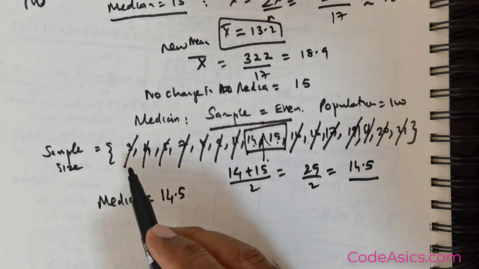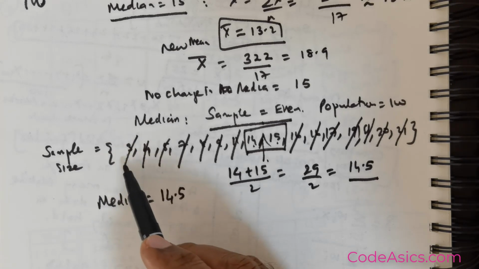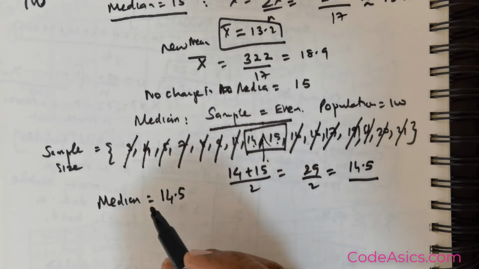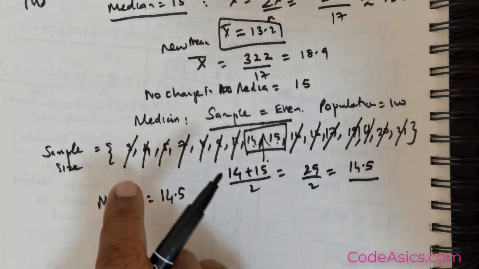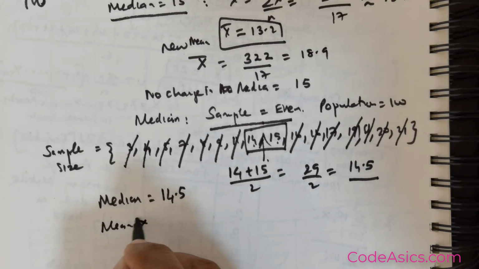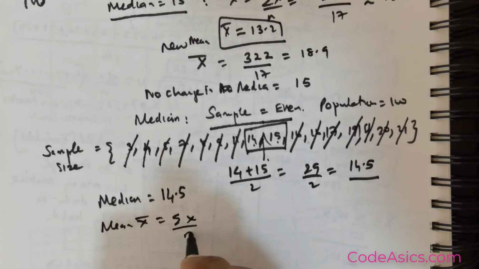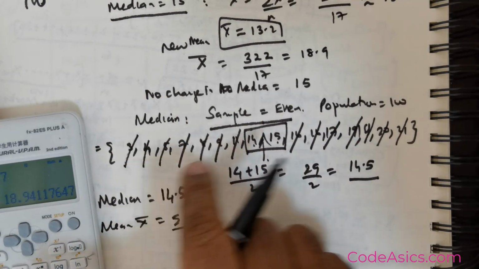Now if you were to replace, say, 3 by 88, the mean will be affected. So if you were to take the mean, let me take the mean for this. The mean x bar is equal to sigma x divided by n. So that is going to be the sum of all these entries divided by the number of entries.